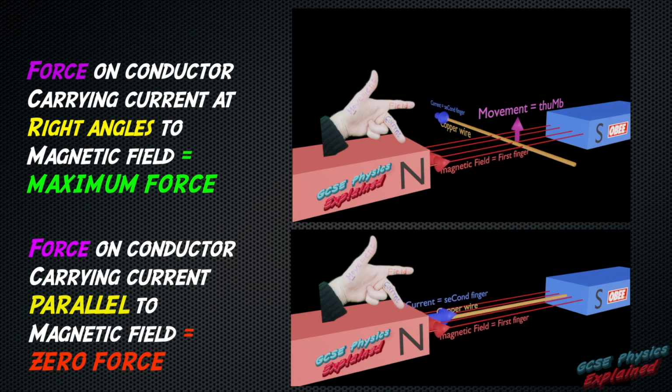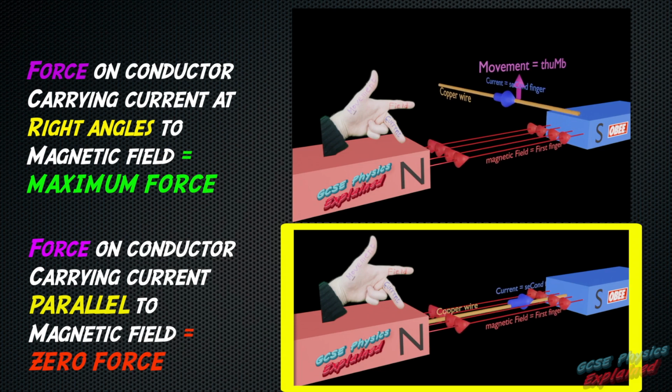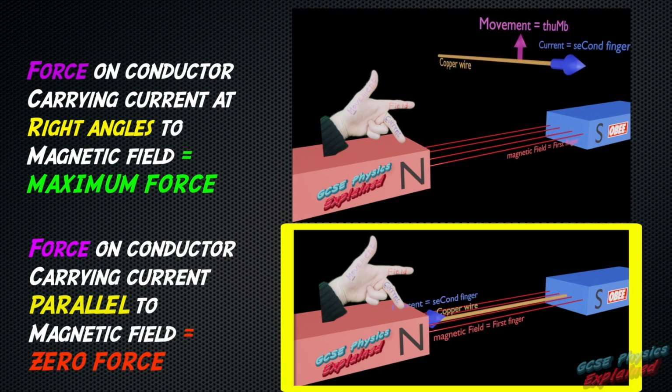It's important to note, if the wire is parallel to the magnetic field, then it won't experience a force. You don't need to know why at GCSE.